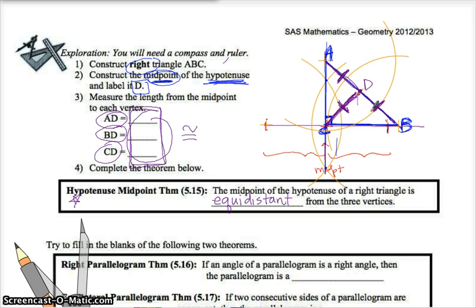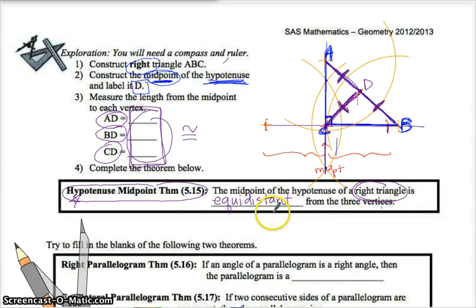Or if you use Geometer's Sketchpad, just follow the same thing, and you would have measured those distances, those lengths, and you would have gotten the exact same measure for all of them. So the hypotenuse midpoint theorem, 5.15, says the midpoint of the hypotenuse of a right triangle is equidistant from the three vertices.